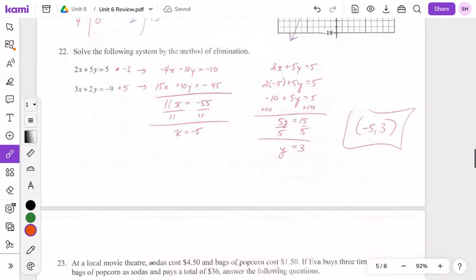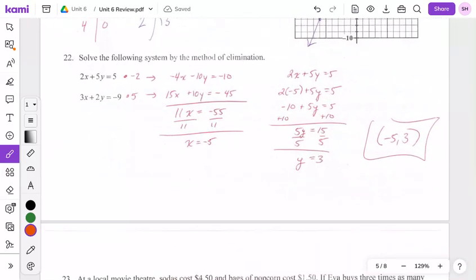Okay, number 22, we have solve the following system by the method of elimination. So I decided to multiply the top by -2 and the bottom by 5. You didn't have to necessarily do that. You could have gone ahead and eliminated the x's first instead of the y's. So maybe I could see someone wanting to multiply the top by -3 and the bottom by 2. That's absolutely fine. I just have one option shown here.